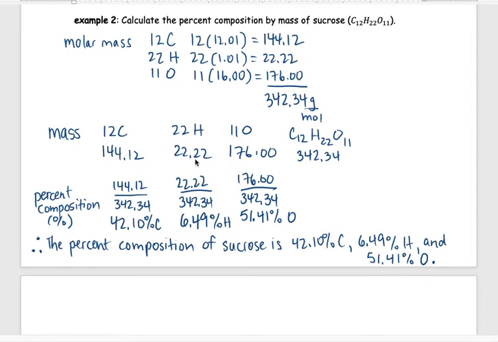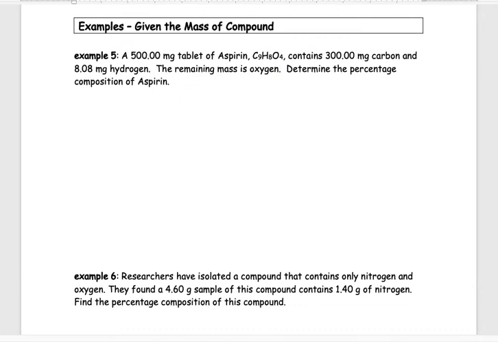And then I continue with the table here. I just went down and took that, divided by the total, et cetera. So we're just taking the mass of the element, dividing by the total mass of the compound, and multiplying by 100 to get these percentages, and then making a therefore statement. The percent composition of sucrose is 42% carbon, 6.49% hydrogen, and 51.41% oxygen. You're going to find that these examples are a little bit different. Basically, they're trying to help you by giving you some more information.